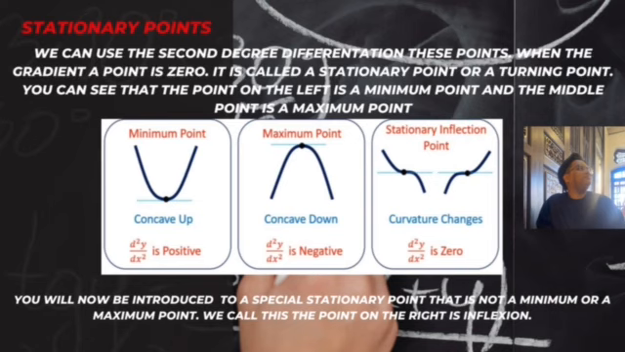Stationary point. We can use the second degree differentiation at this point when the gradient at a point is 0. It's called a stationary point or a turning point. You can see that the point on the left is a minimum point and the middle point is a maximum point. You will now be introduced to a special stationary point that is not a minimum or maximum point. We call this point on the right a point of inflection.